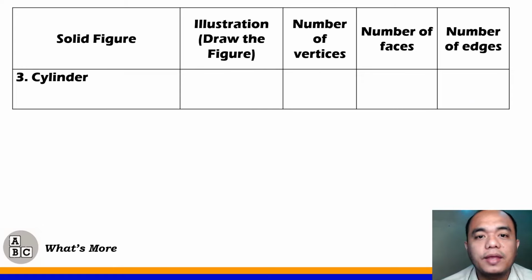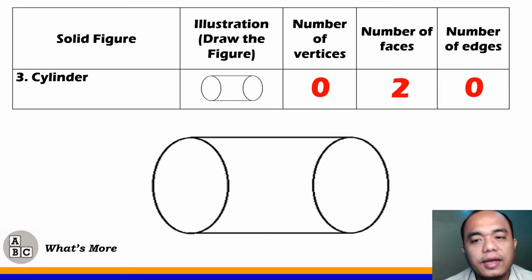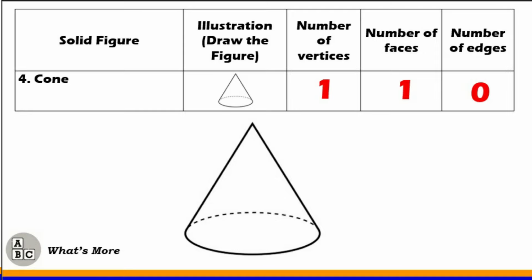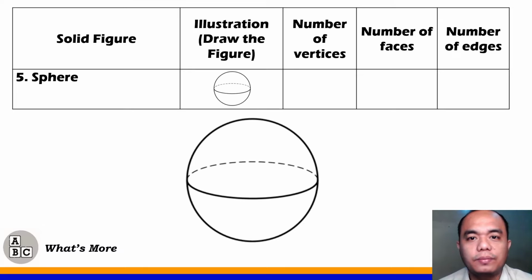The next is the cylinder. And this is how to illustrate a cylinder. Number of vertices. We don't have vertices for the cylinder. And we have the number of faces. 1, 2. Only 2 circular faces for a cylinder. And we have the number of edges. Again, we don't have edges for the cylinder. Next. Let's have the sphere. And to illustrate a sphere, here is how. So the number of vertices for a sphere, we don't have a vertex for a sphere. And we don't have a face also for the sphere. And we don't have an edge for the sphere also.